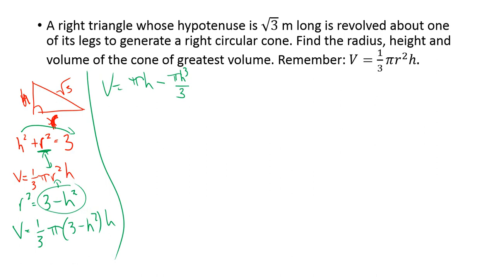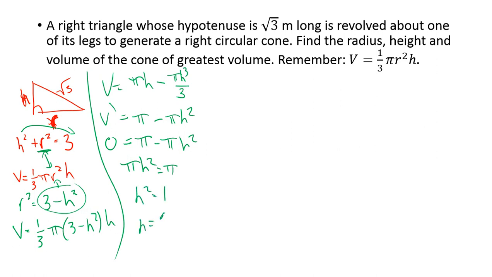Now, since we want to maximize, we've got to take the derivative. So we take the derivative of v, which will be v prime: the derivative of pi h is pi, minus the derivative of this, which is pi h squared. Now we set it equal to 0: pi minus pi h squared equals 0. Move those to the other side, getting pi h squared equals pi, so h squared is equal to 1, which means that h must equal 1. So h equals 1.